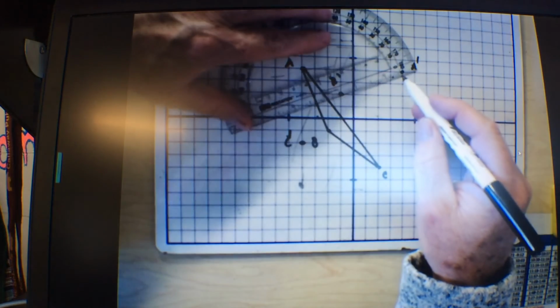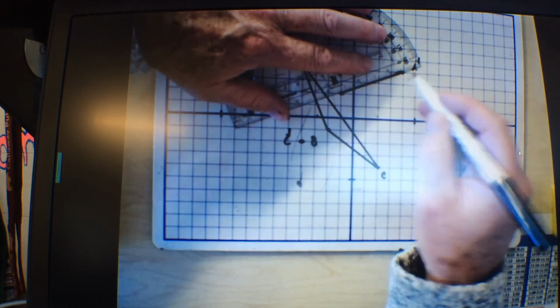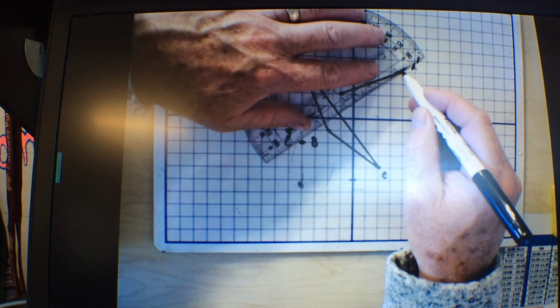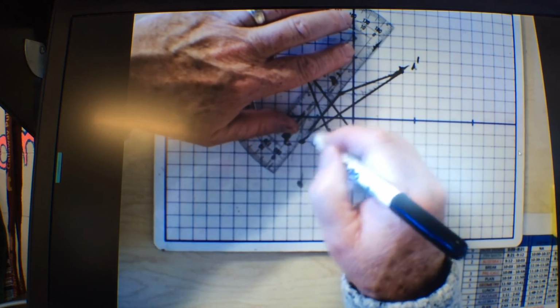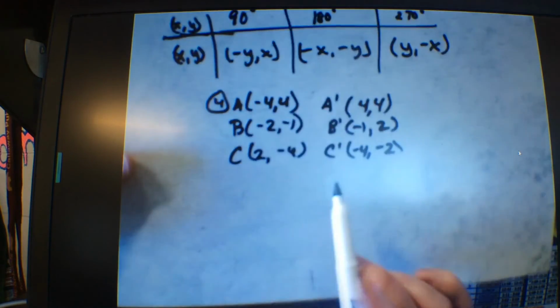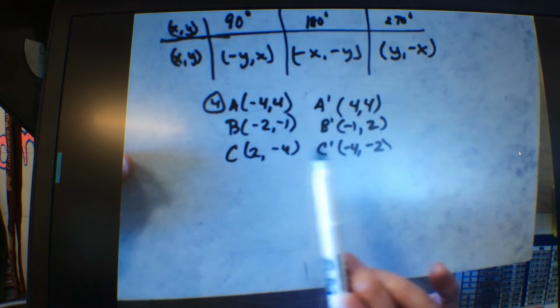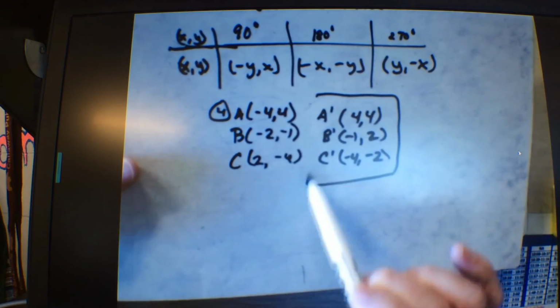So on your worksheet, you're going to have the 2 triangles, the original and this, and then you're going to have these coordinates on the side, right? Okay, and you don't need the original coordinates. You just need these.